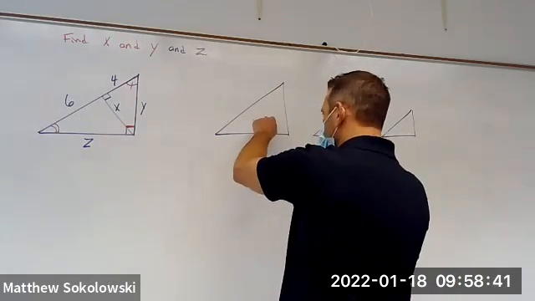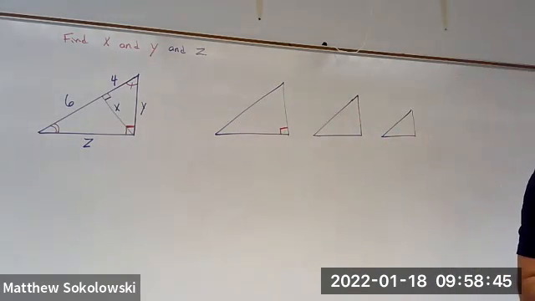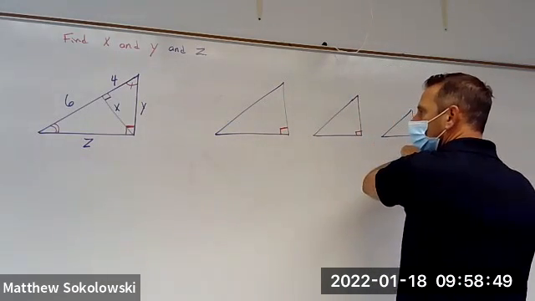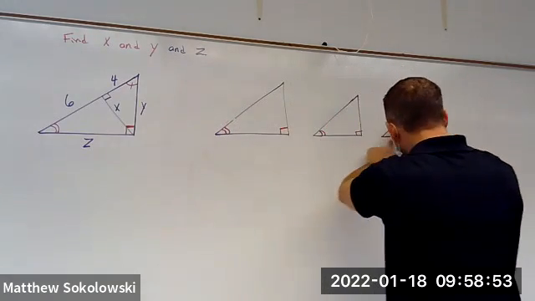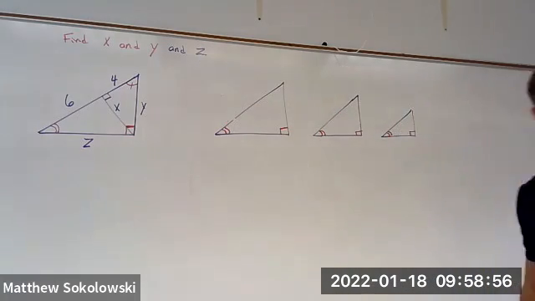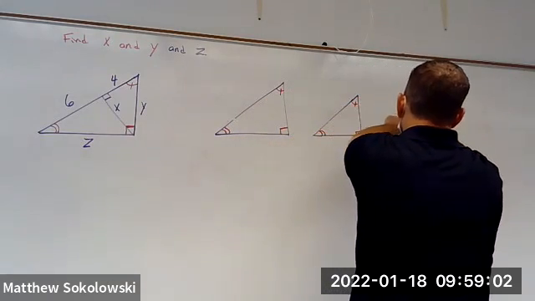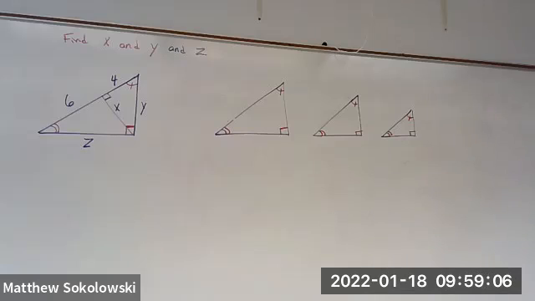Now I'm going to mark the big diagram. I'm going to mark all three the same way because the corresponding angles are congruent. So right angle, right angle, right angle. Smallest angle, smallest angle, smallest angle. And then we're going to have our other acute angle, other acute angle, other acute angle. When you mark the angles, it helps us be able to write down the lengths of the sides.